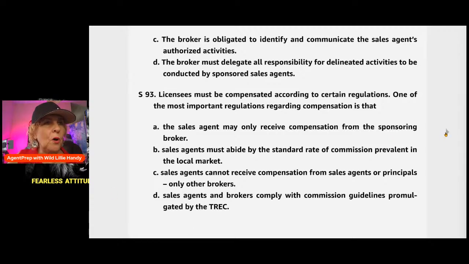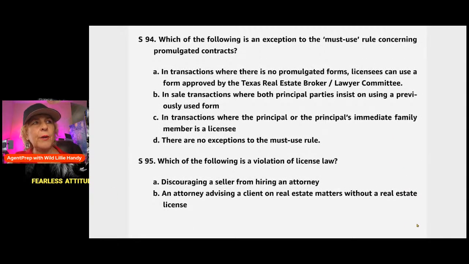Number 94. Which of the following is an exception to the must-use rule concerning promulgated? Okay, this is a must-use, but there is an exception. So A, in transactions where there is no promulgated form, licensees can use a form approved by Texas Real Estate Broker Lawyer Committee. B, in sale transaction where both principal parties insist on using a previously used form. C, in transaction where the principal or the principal's immediate family member is a licensee. Or D, there are no exceptions to the must-use rule.